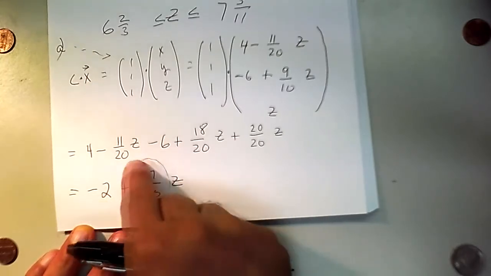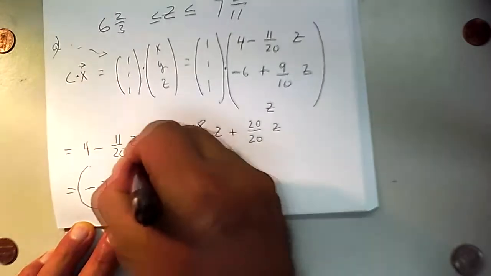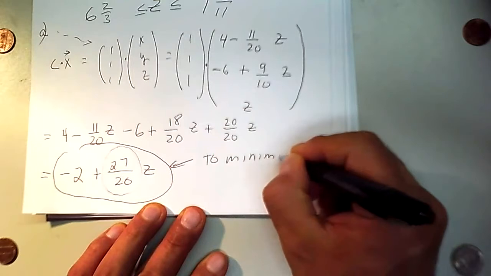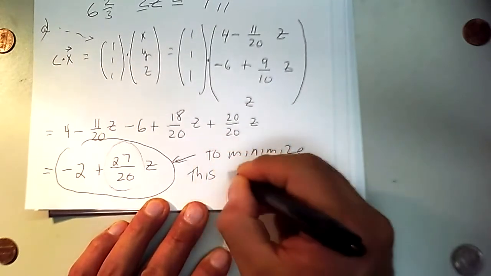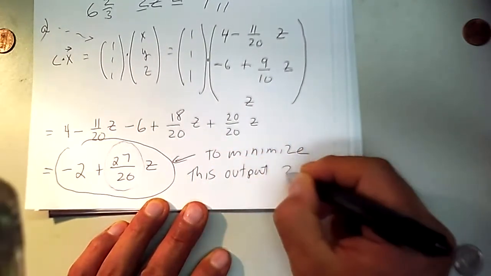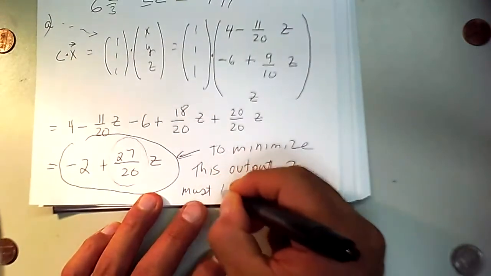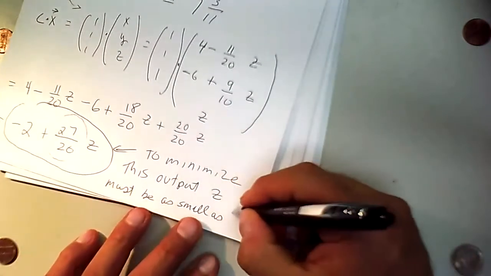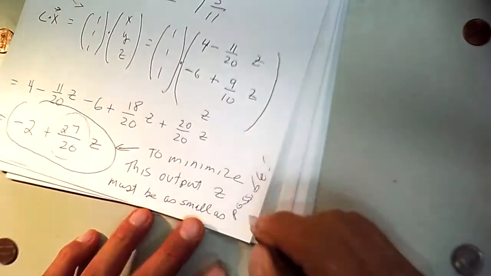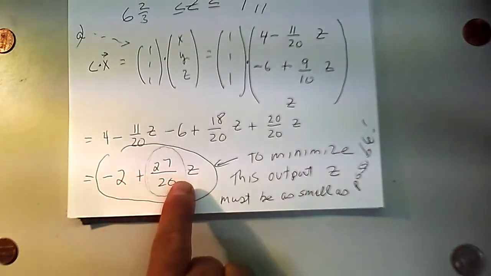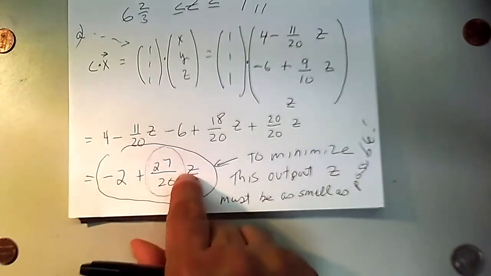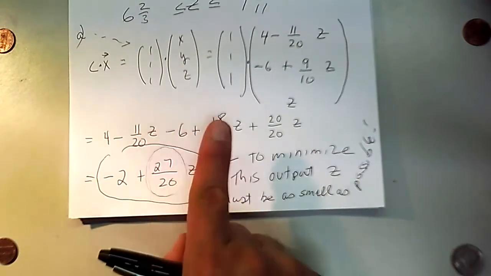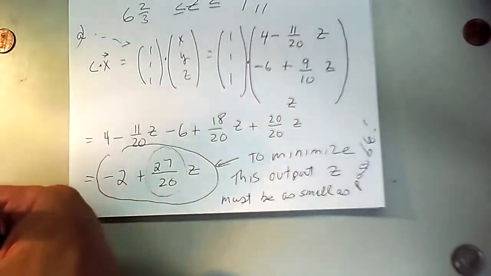So to minimize this output, Z must be as small as possible. Think about that again. If Z is big, the whole thing is big. If Z is small, now you can say, well, can Z be negative 100? No. Why not? And that's why we had to do this.